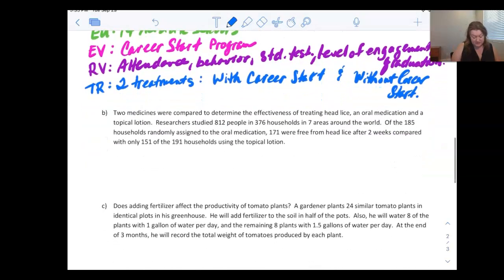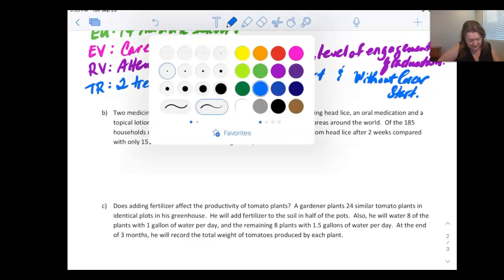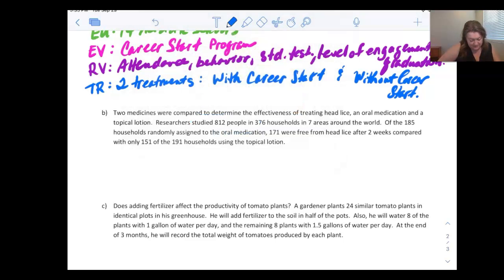All right, so this one is going to be 2 medicines, and that's usually what we think about when we hear an experiment coming our way. So let me go and switch over to looking for experimental units. We're looking at 2 medicines to determine the effectiveness of treating head lice. Their choices of treating it are either an oral medication, a pill that they take, or a lotion that they have to put on. Researchers studied 812 people in 376 households. Okay, so right now I'm thinking it's either people or households. I'm going to keep reading to see how they're testing them.